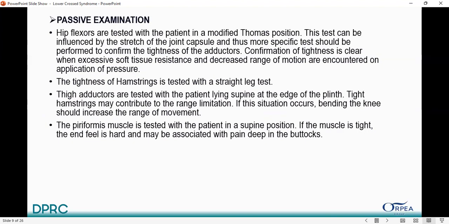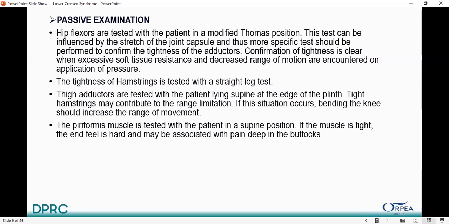Passive examination for the hip flexors, we'll do the modified Thomas test. This test can be influenced by the stretch of the joint capsule, and thus more specific tests should be performed to confirm the tightness of the adductors. Confirmation of tightness is clear when excessive soft tissue resistance and decreased range of motion are encountered on application of pressure. Tightness of the hamstring can be tested with the straight leg test.